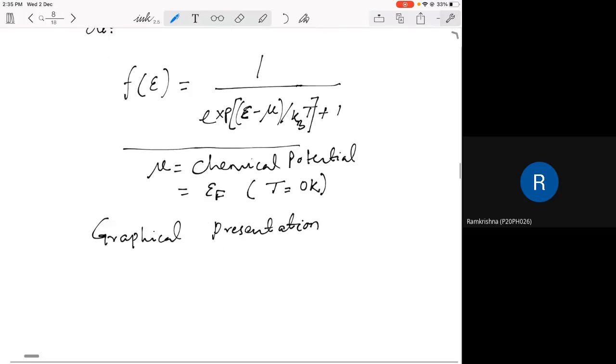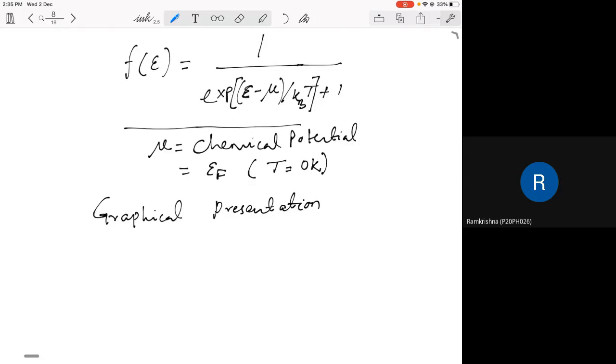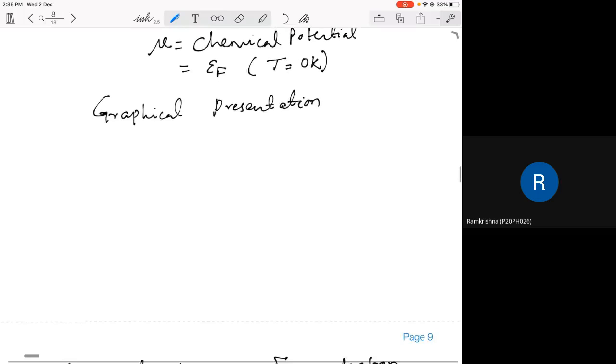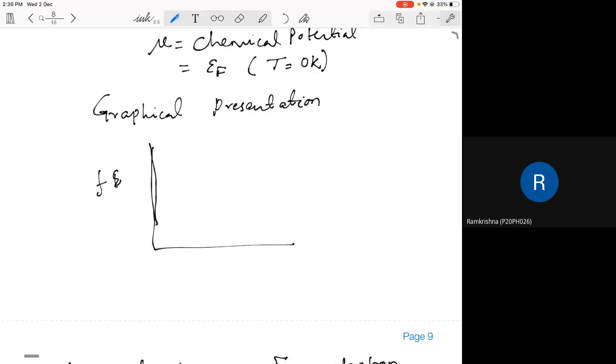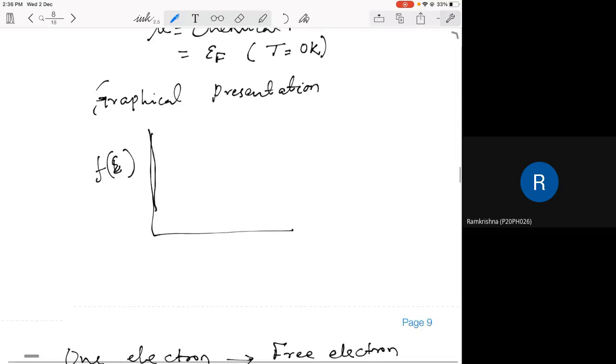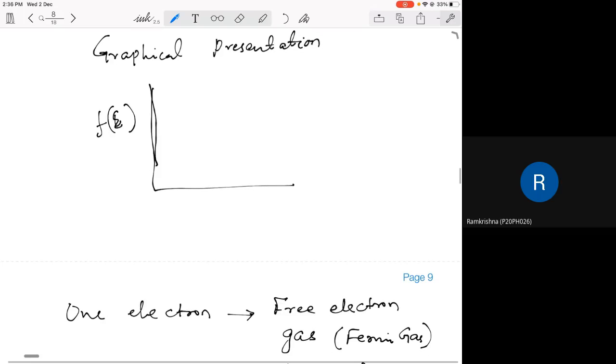But for most metals, in fact, this chemical potential is almost always very close to the Fermi energy, so not much different. Of course, the value of mu depends on temperature, so it will change as a function of temperature. So if I want to plot this function, this is my distribution as a function of energy.